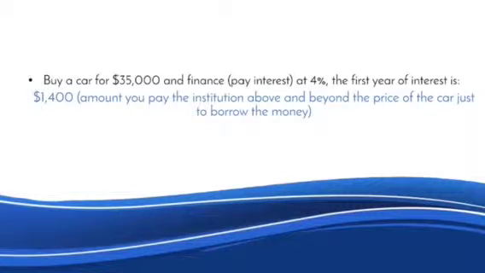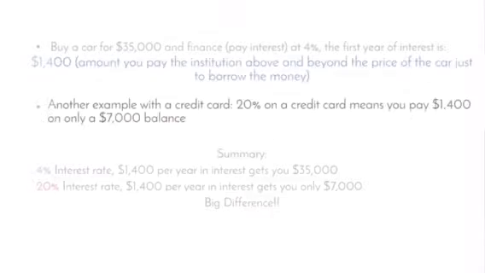Now, in your first year, on $35,000, you will pay $1,400 in interest. So imagine what you could buy with $1,400. You're going to pay $1,400 just to get the 35 grand. So that's on top of the 35 grand. So think for a second, if you got a bill in the mail for $1,400, would that stress you out? Would that make you happy? Probably not super happy. $1,400 is a lot of money. And that's only 4%.